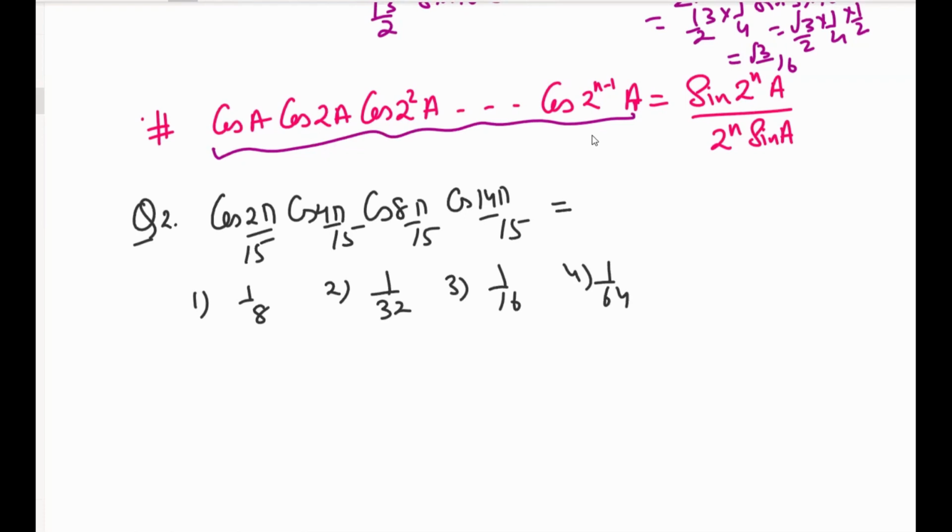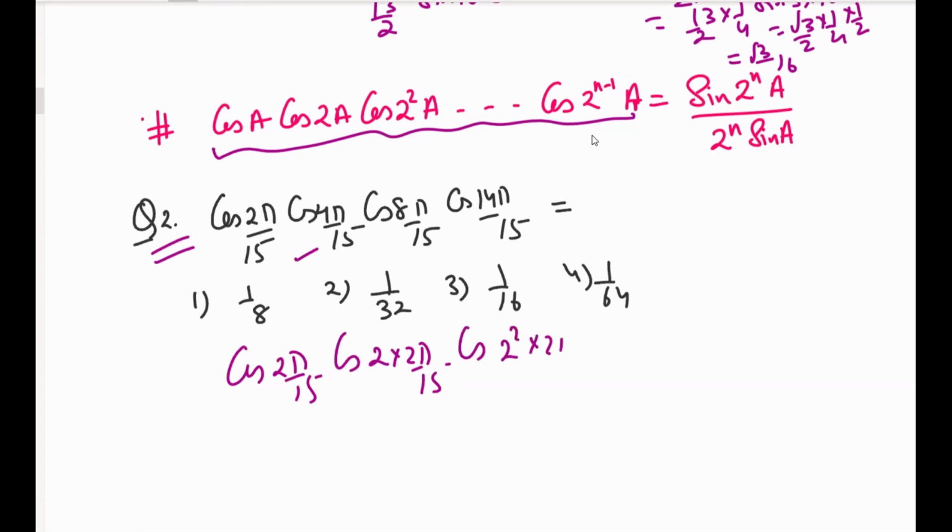Now look at this question. These are a product of 4 cos. So if I want to convert this question number 2 into this form, if I take A to be equal to 2 pi by 15, then this comes out to be cos 2 pi by 15. Next is 2 into 2 pi by 15, that is 4 pi by 15. Next is 2 square into 2 pi by 15, that is cos of 8 pi by 15. Next is 2 cube into 2 pi by 15, but that comes out to be 16 pi by 15.